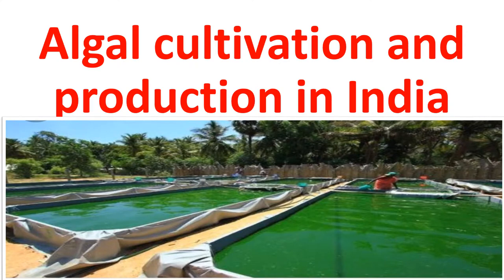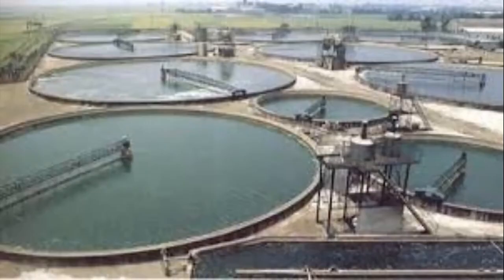Today I am going to explain about algal cultivation and production in India. Algae are morphologically simple, chlorophyll containing organisms that range from microscopic and unicellular to very large and multicellular. Algal culture is a form of aquaculture involving the farming of species of algae.